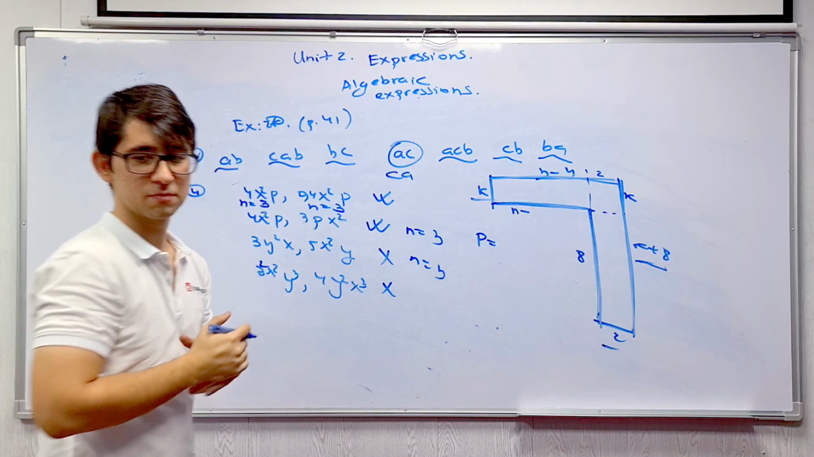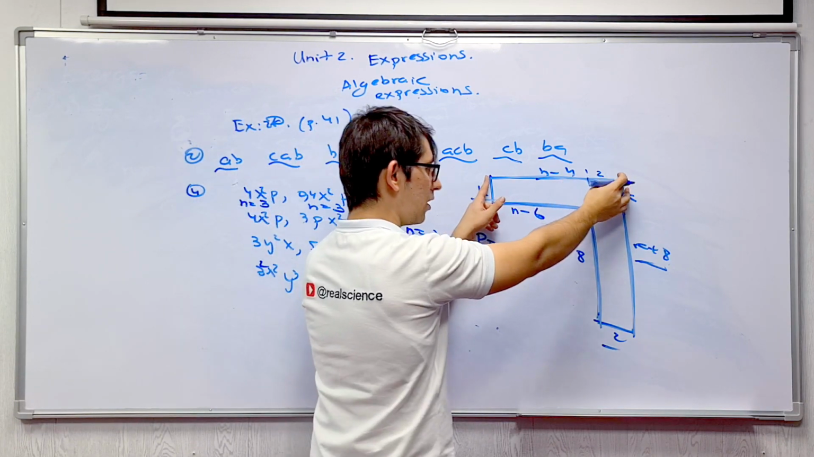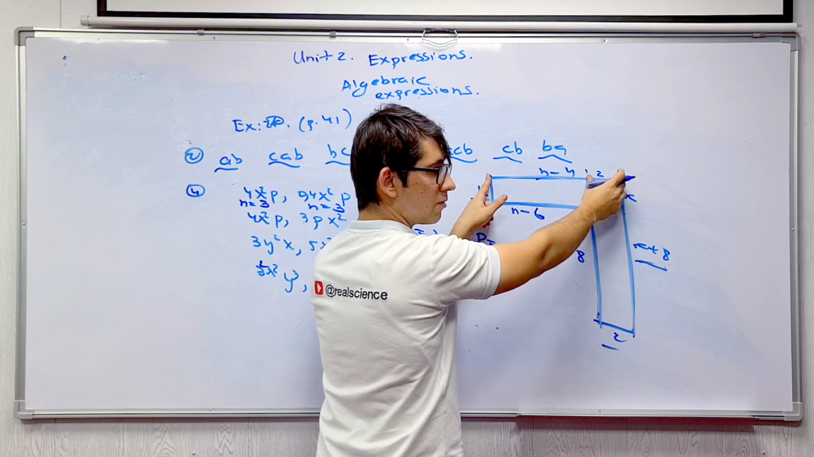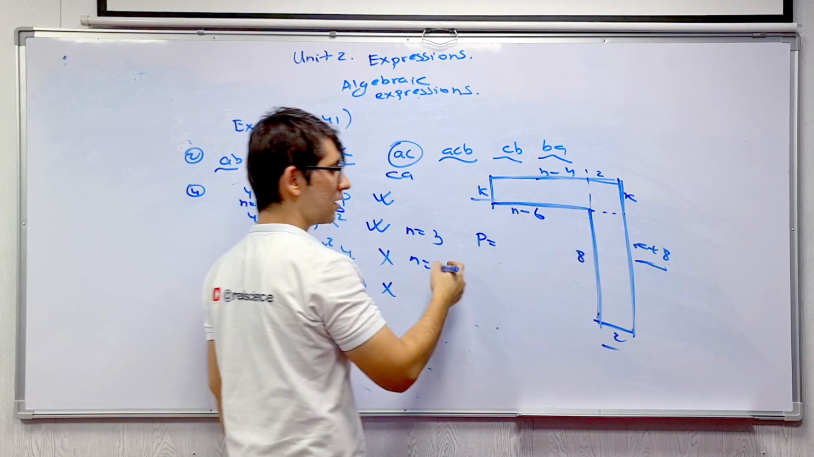Nope. N minus 6, right? N minus 4 minus 2. It used to be n minus 6, and you're adding this 2 line segment, and it will be n minus 4. Now you can find the perimeter, right?